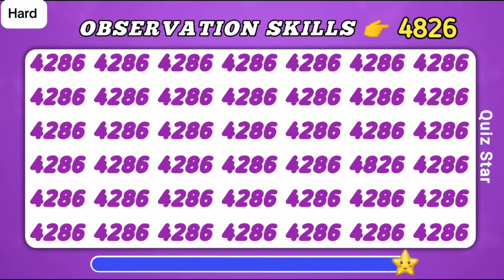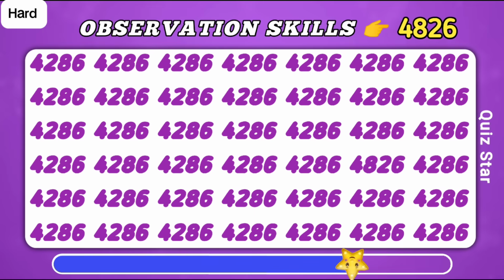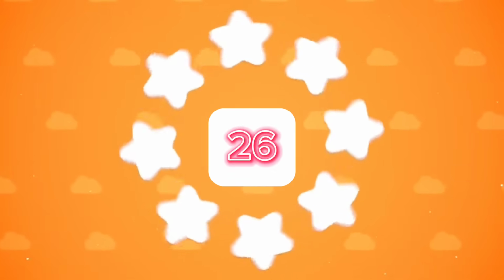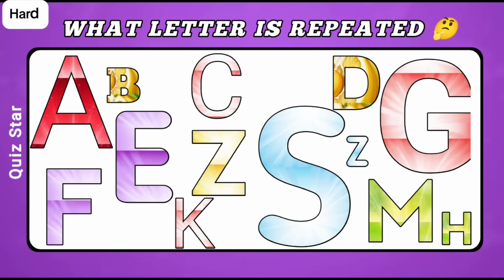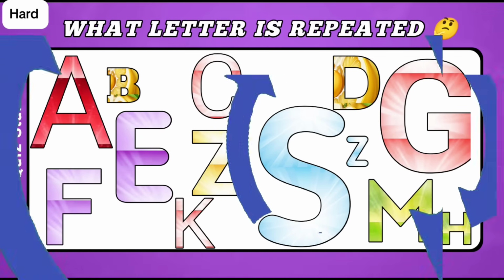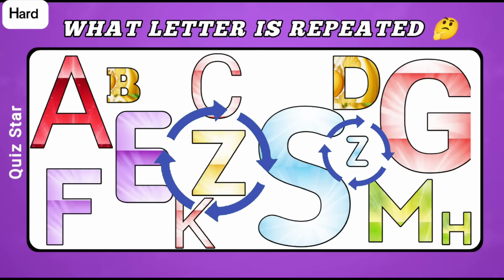Hey, your observation skills find 48 and 26. Wow, super observation skills. Hey, senior and junior viewers, test your brain. Find the repeated two letters within given time. Wow, perfect. The repeated letter is Z.